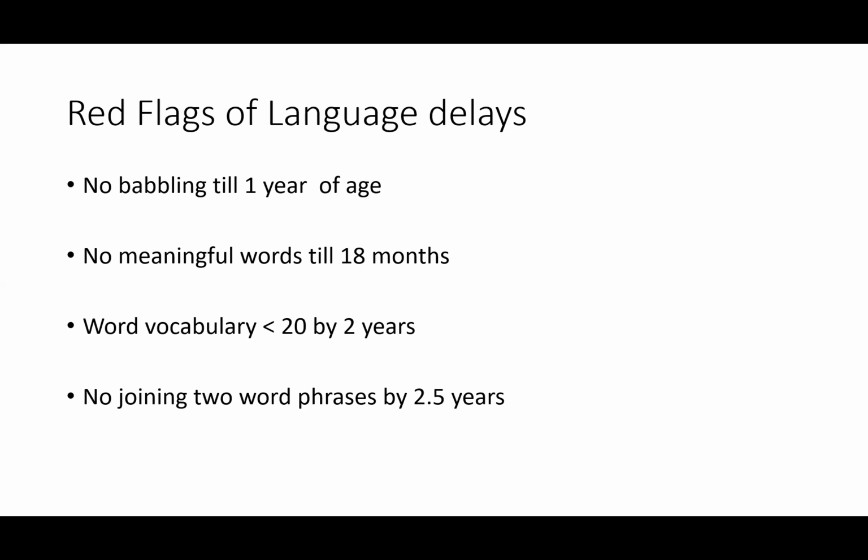And red flags of language delays. If there is no babbling till 1 year of age, no meaningful words till 18 months of age. And by meaningful word, I mean not just mama, mama, where the child may say mama to each and every one, but addressing mama as mama or pani as pani. This is the meaningful word which the child would start doing at 1.5 years of age. A good vocabulary of up to 15 to 20 words by 2 years of age. The child is not joining two phrases like mama do, pani de do, bahar chalo by 2.5 years of age. These are the red flags of language delay.